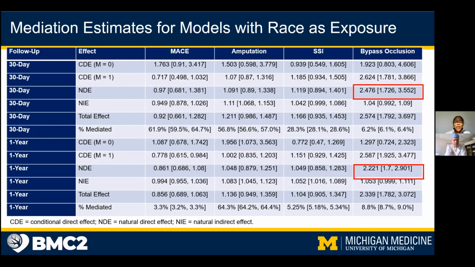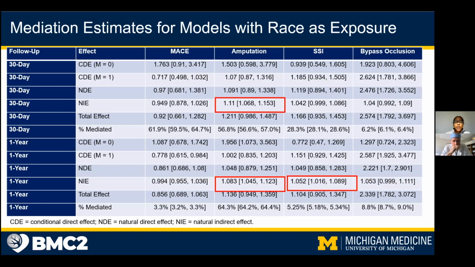There were significant direct effects between race and bypass patency, where Black patients had higher odds of an occluded lower extremity bypass graft at 30 days and 1 year postoperatively. And according to the mediation analysis, there were significant natural indirect effects, where Black patients were more likely to present with CLTI and thus had increased odds of 30-day amputation, 1 year amputation, and 1 year SSI.